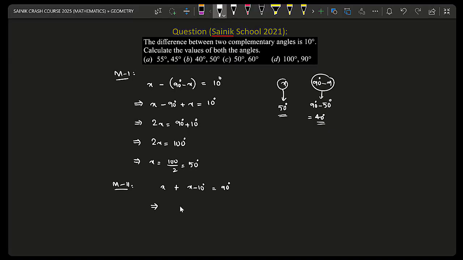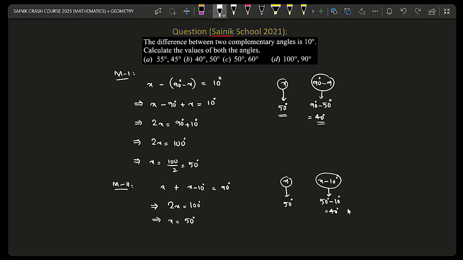x plus x, 2x. 2x is equal to 90 plus 10, that is 100. So what is x? x is equal to 50. That means the first angle we called x, the second angle we called x minus 10. Now x we already got as 50. What is x minus 10? 50 degrees minus 10 degrees is going to be 40 degrees. So in this way also we got the same answer.